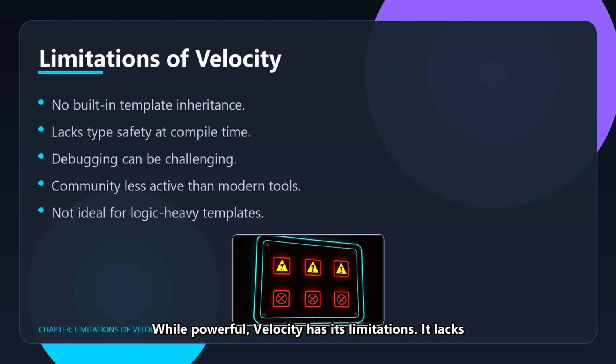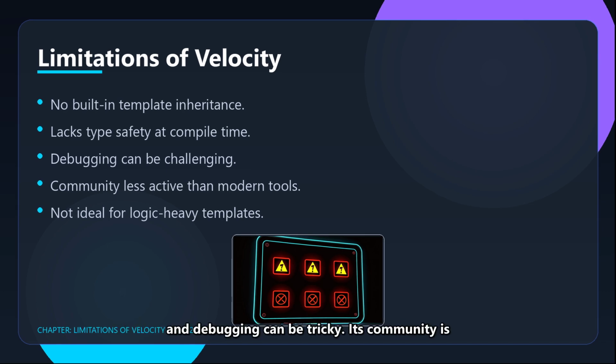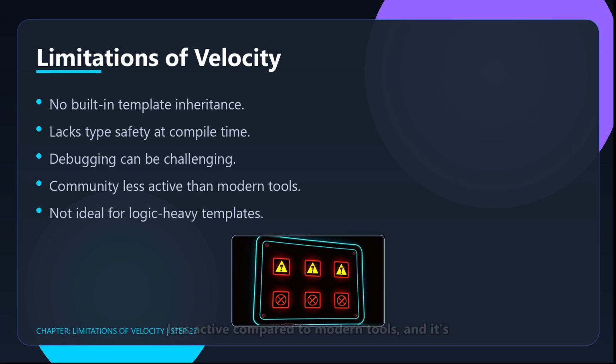While powerful, Velocity has its limitations. It lacks built-in template inheritance, has no compile time type safety, and debugging can be tricky. Its community is less active compared to modern tools, and it's not ideal for logic-heavy templates.